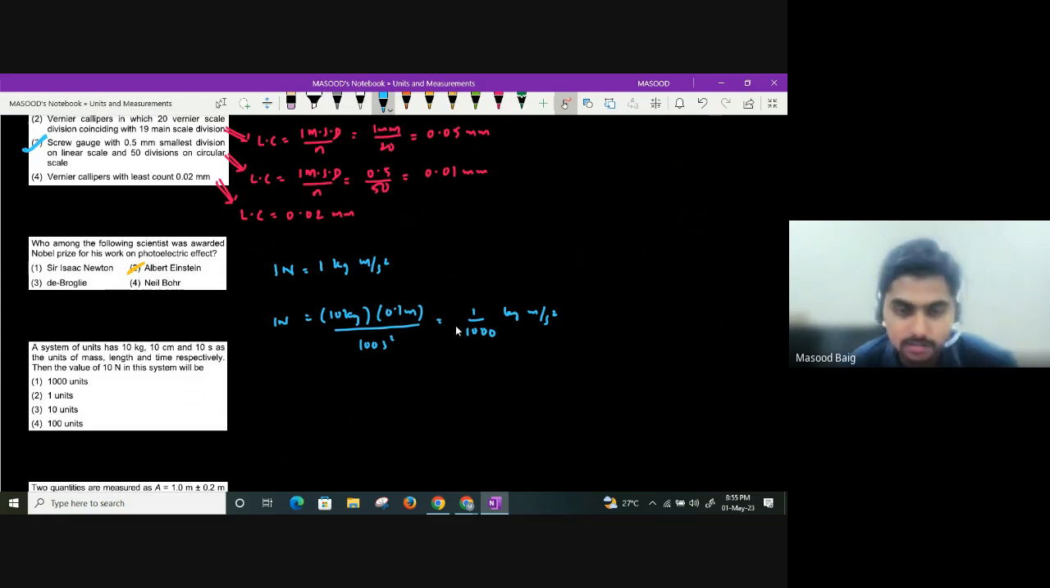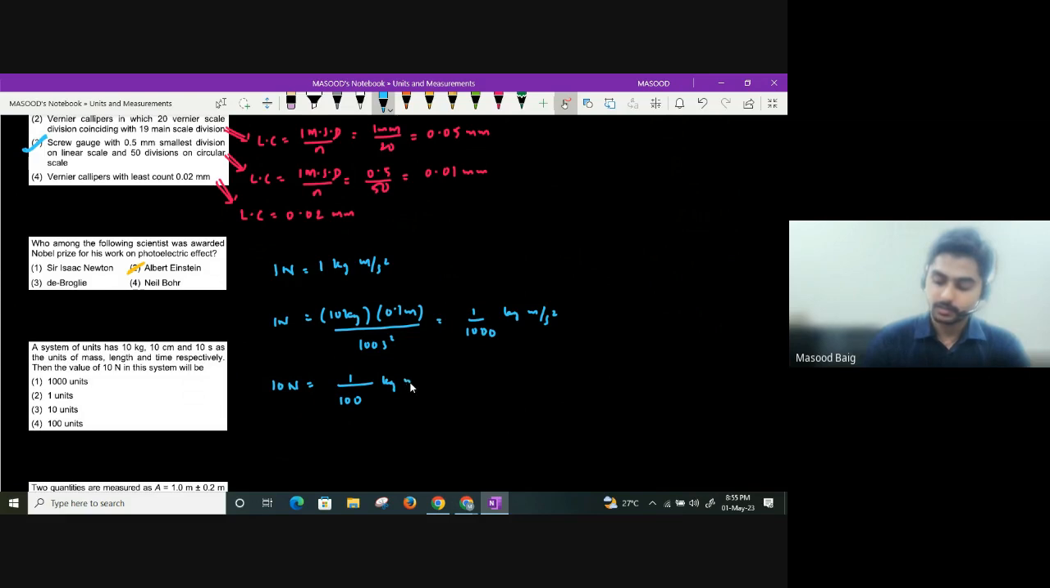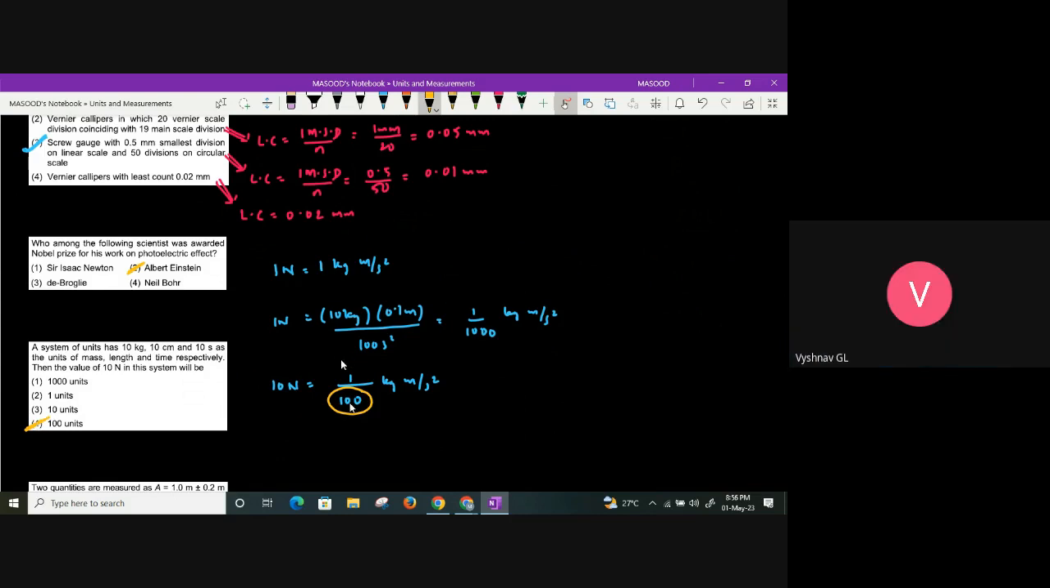They're asking what, guys? How much will be 10 Newton? So what will 10 Newton be, guys? If I multiply by 10, I'll get 1 by 100 kg meter per second square. So it will be how many times? It will be 100 units, guys. It will be 100 units. Clear all of you? Yes or no? It will become how many units? 100 units. So whenever you are doing it this way, you can solve it in this particular method, guys. Clear all of you? Sir, isn't it 1 by 100, sir?